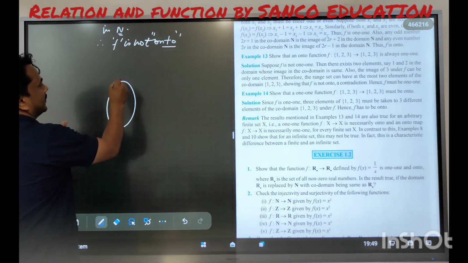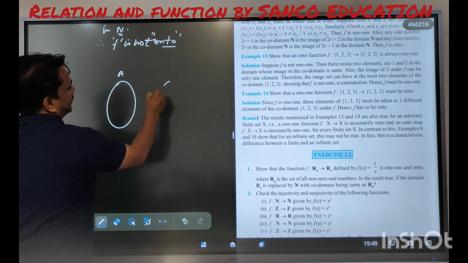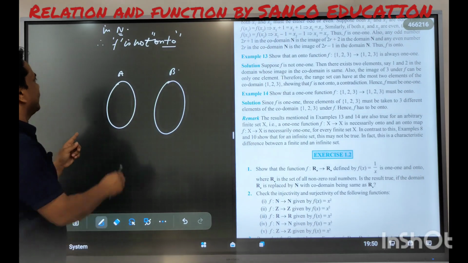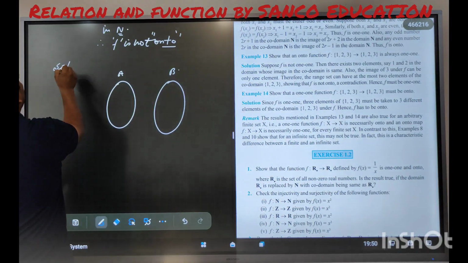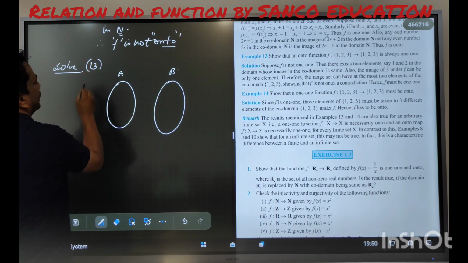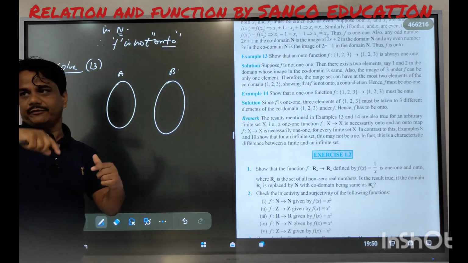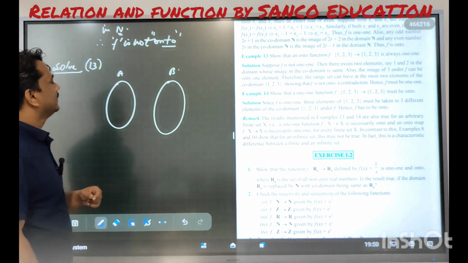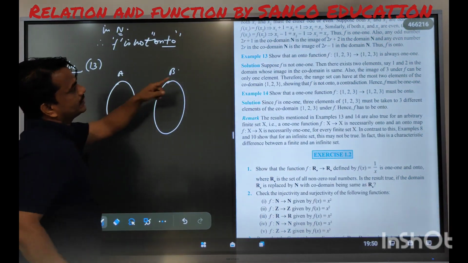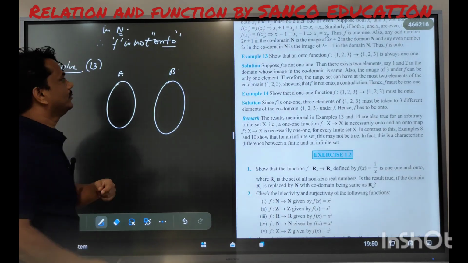By giving some illustration, a set A and a set B. I just want to raise your confidence. In an examination, you can write down the solution in this set manner, also in mapping form. Here it means a 1-1 function, and an onto function.